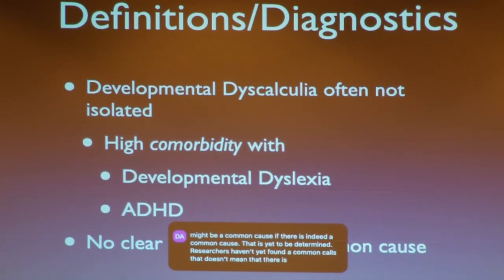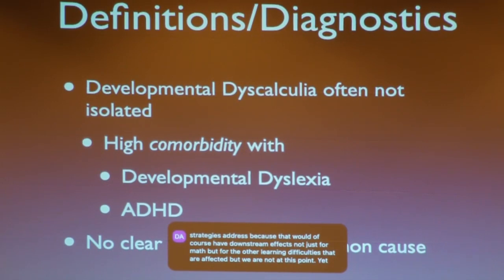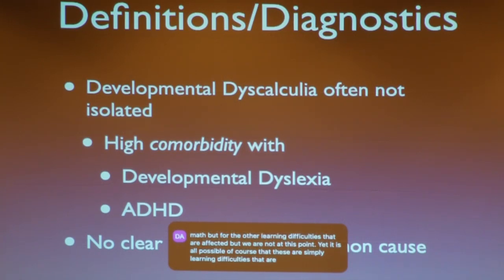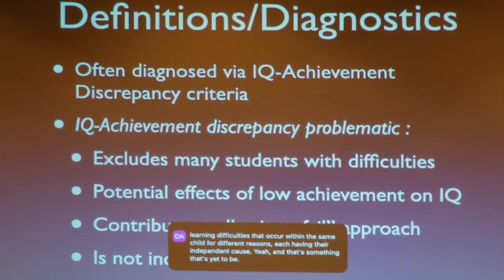Of course, it would be extremely exciting if we were able to find a common cause that we could then, through teaching and remediation strategies, address, because that would of course have downstream effects not just for math, but for the other learning difficulties that are affected. But we are not at this point yet. It is also entirely possible, of course, that these are simply learning difficulties that occur within the same child for different reasons, each having their independent cause. That's something that's yet to be fully understood.